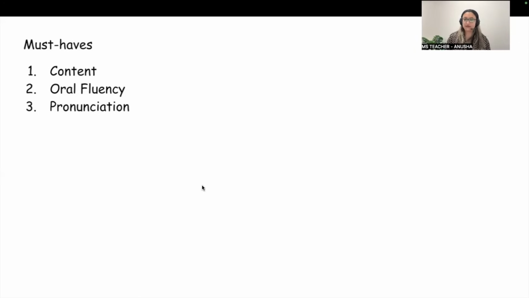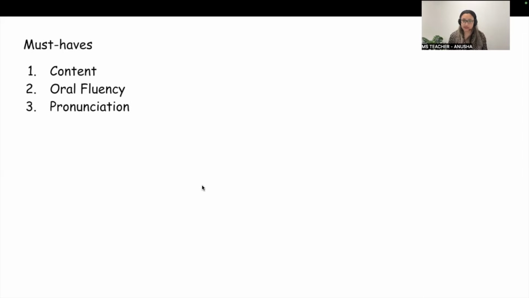Now, after content, we've got oral fluency: no hesitation, no pauses. Natural pauses are fine, but you can't be waiting for a long time, okay? And speak fast. Speaking fast is another way to get full points in fluency. If you're speaking very slowly, your fluency will go down automatically.